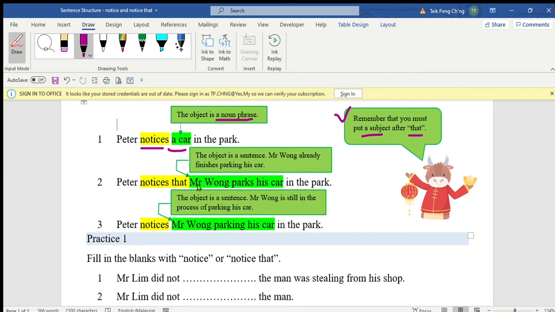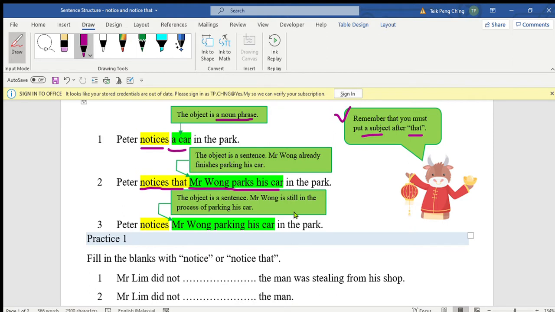Peter notices that Mr. Wong parks his car in the park. Now you have to ask yourself, what is the verb for example number 2? The verb is notices that. And what is the object? Mr. Wong parks his car. Okay, so what is different here?